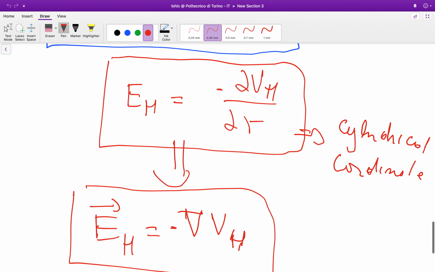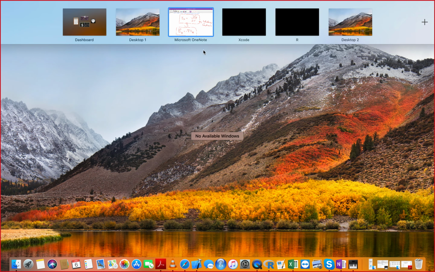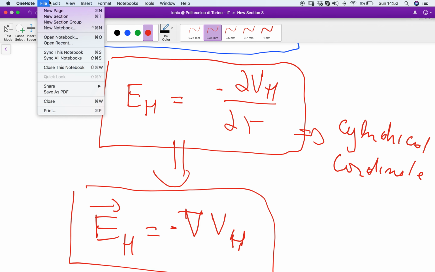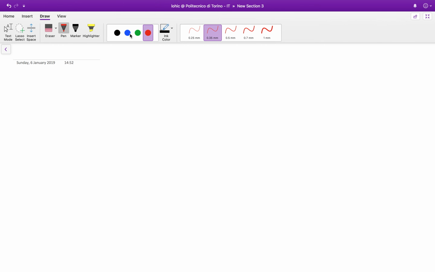So now I will recall what the gradient is. To remind you what the gradient is, I will do an example. Let me take a new page. An example.